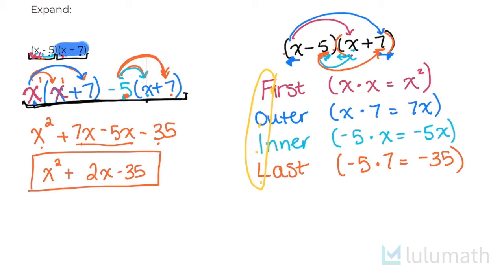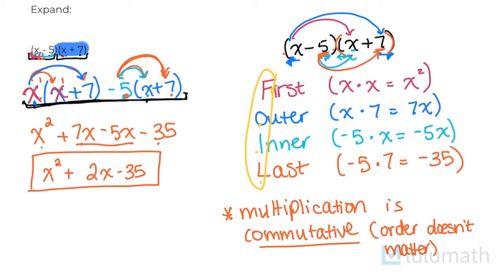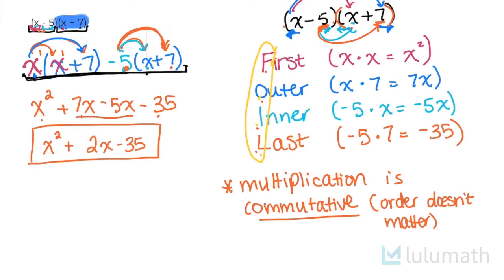Now, a couple things. Multiplication is commutative, and what that means is that the order doesn't matter. So we write it out as FOIL because that spells out a word that we're familiar with. But if you wanted to, you could do first, outside, last, inner. You could do any combination of these four letters as long as you distribute every single term in the first binomial through to every single term in the second binomial.